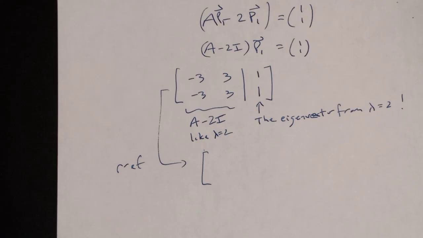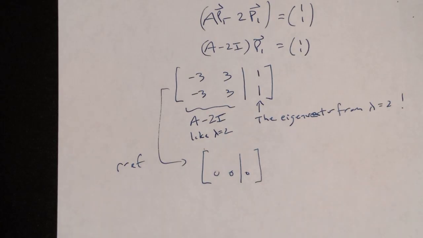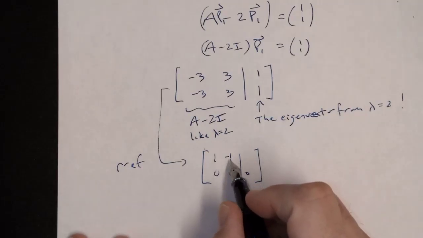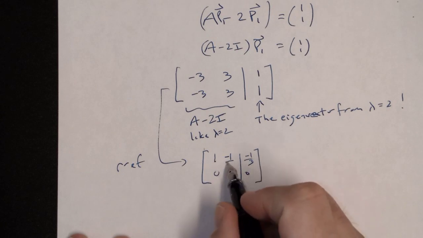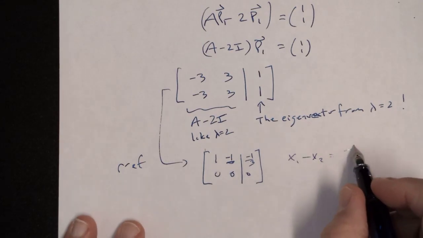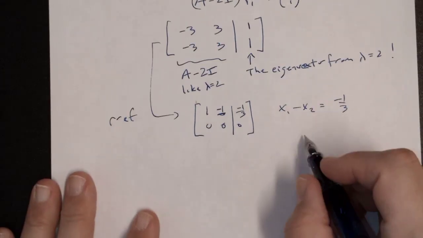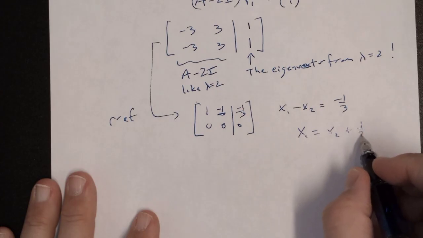The top row and the bottom row should cancel each other out completely. I should get a row of zeros. What do I get on the top row? Okay, so the equation is x1 minus x2 equals negative 1/3, isn't it? Or x1 equals x2 plus 1/3.